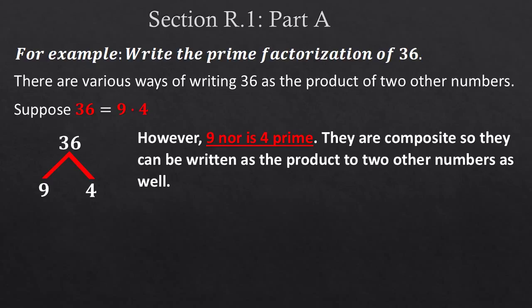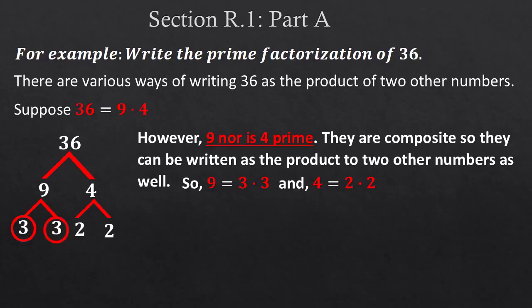Well, 9 is 3 times 3, and 4 is 2 times 2. So therefore, 36 broken all the way down into its primes is 3 times 3 times 2 times 2. Or we say for short, 2 to the second power times 3 to the second power, for shorthand.